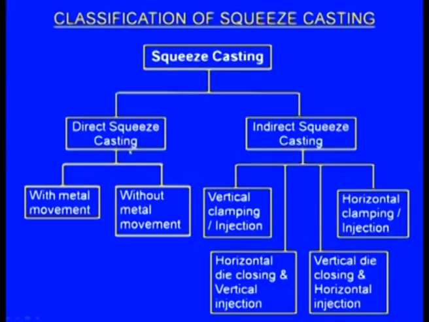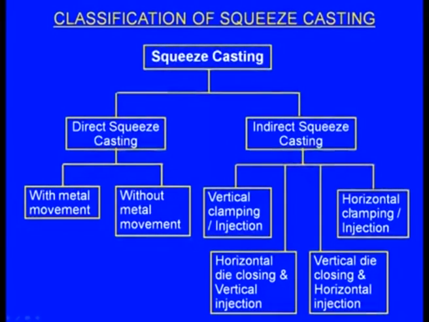In squeeze casting we have seen there are two types, one is direct squeeze casting and the other one is indirect squeeze casting. Again, direct squeeze casting is classified as with metal movement and without metal movement. Indirect squeeze casting is classified as vertical clamping and vertical injection, horizontal closing and vertical injection, vertical die closing and horizontal injection, and finally horizontal clamping and injection. So, with this we are completing today's lecture, the vacuum sealed molding and the squeeze casting process. We will meet in the next class. Thank you.